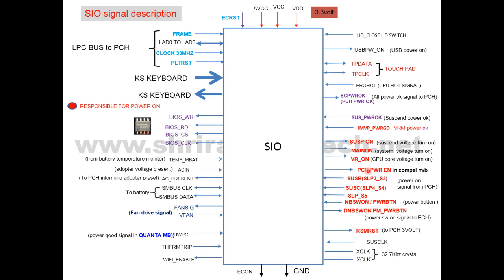This PCH power enable signal is basically used only in Compal motherboards. When you press the power button, at that time the SIO sends out this PCH power enable signal.